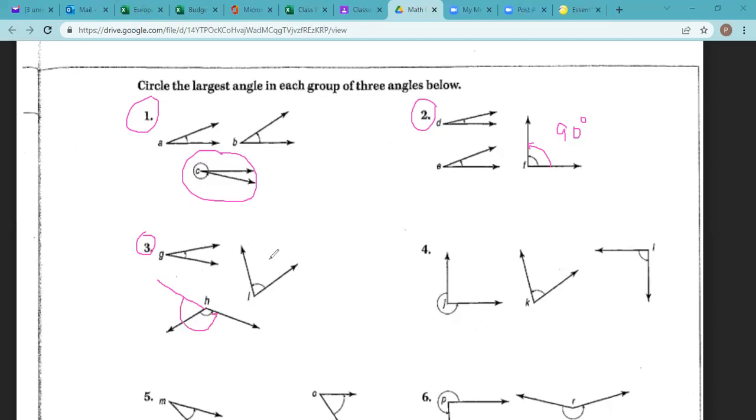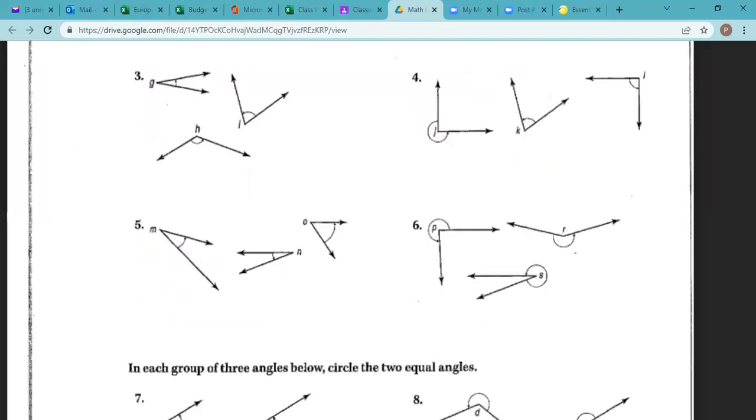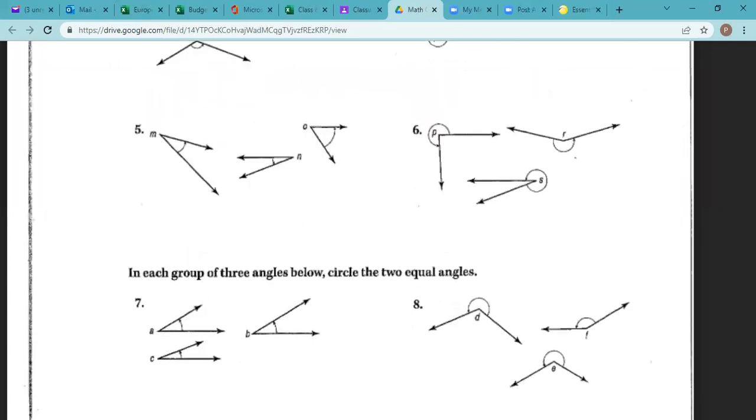So remember, we said this one has to be less than 90 because we can clearly see that, right? This one, it's not a whole 180 degrees, okay? But it is more than 90. So if I had to guess, maybe 105, 110, 115. All right, so H would be your largest angle. All right, so you can finish the other three on your own.